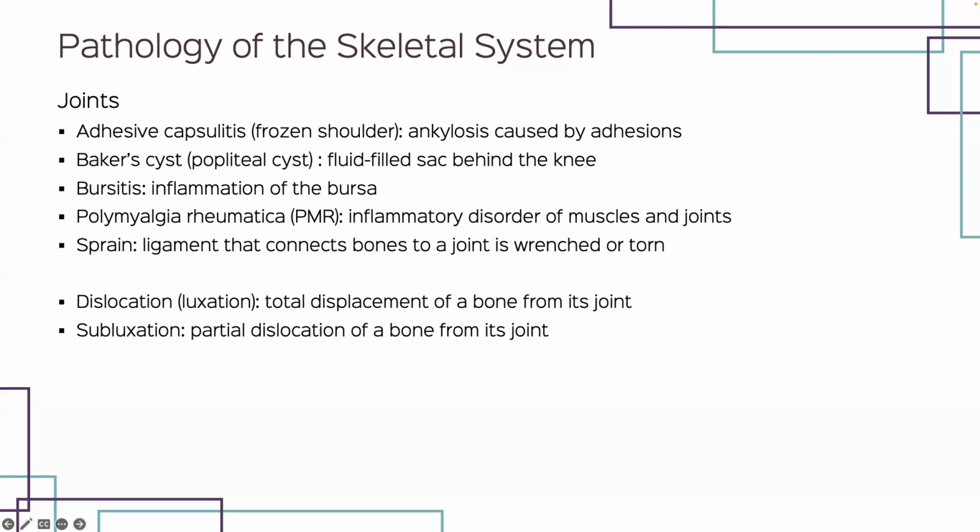Your sprains will be where the ligament that connects the bone is wrenched or torn. So it's kind of just like twisted a little bit. Your dislocation is going to mean that the entire bone has come out of its joint. And then your subluxation is just a partial dislocation. So it's not completely out of the socket, but it is not where it should be within that joint.